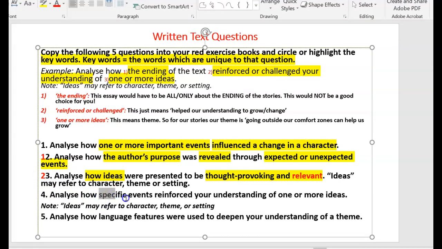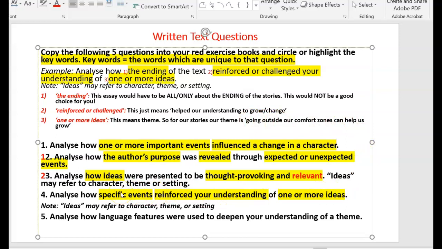Here is question 4, specific events. So what does that mean? Reinforced your understanding. The second part is reinforced your understanding of 1 or more ideas. So again, this has got 3 parts to it. You already know what reinforced your understanding means. 1 or more ideas is our same theme.